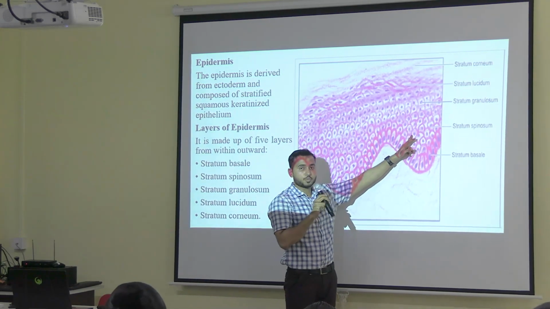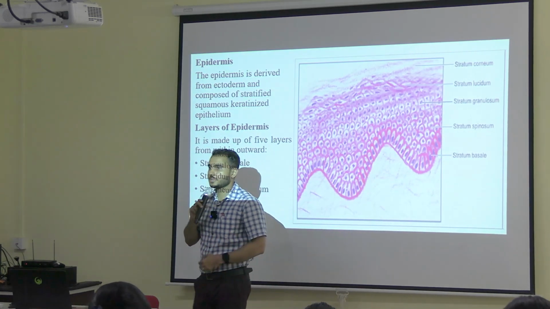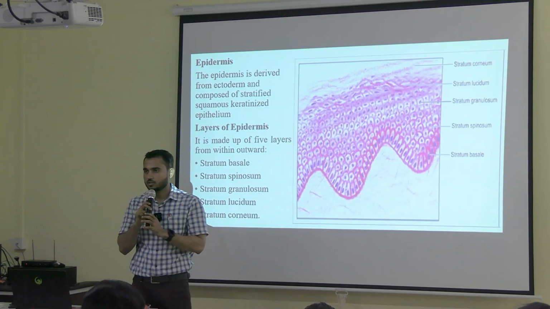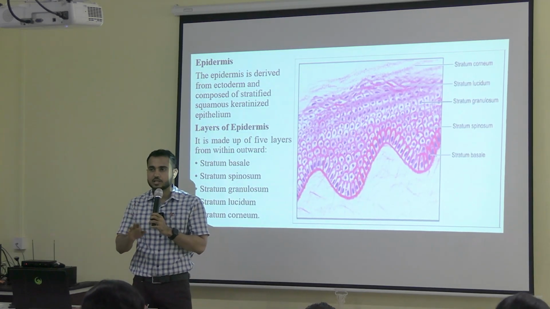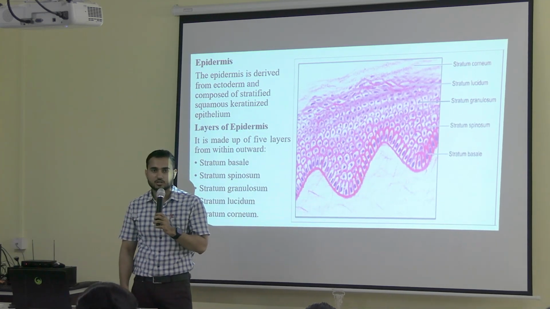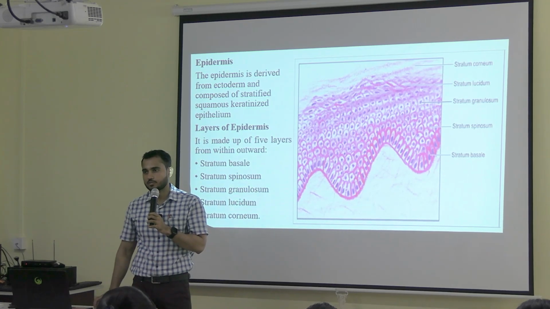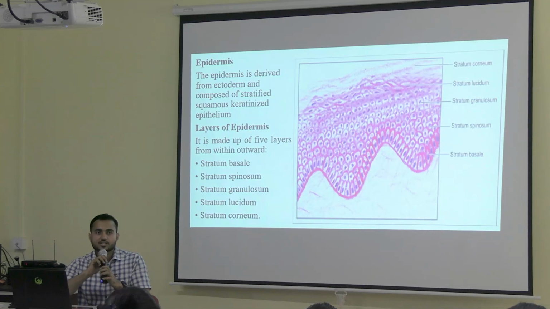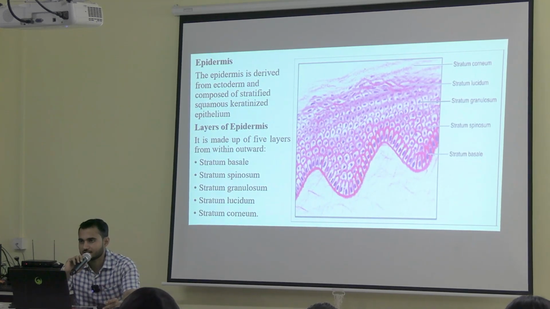Now the cells are polygonal, but whenever we are processing the slide, whenever we are preparing the slide, what happens? The cell shrinks. So where it is attached with desmosomes, in that part no changes are there. In other parts, a spine-like appearance forms whenever the cell shrinks. That's why it is called stratum spinosum. Okay. And the cells are also called prickle cells. P-R-I-C-K-L-E. Prickle cells.